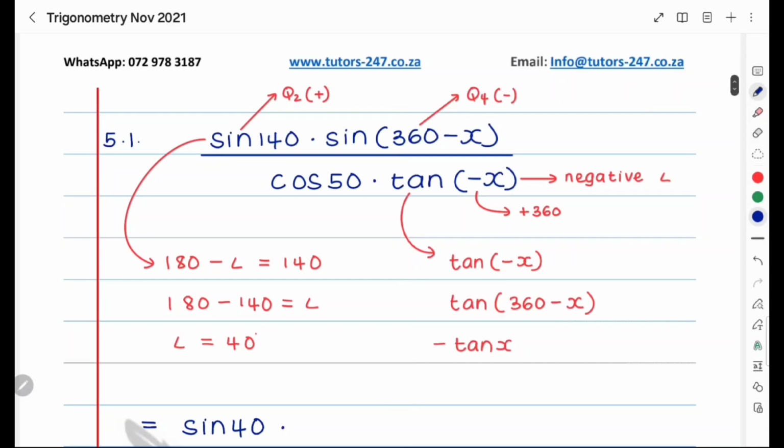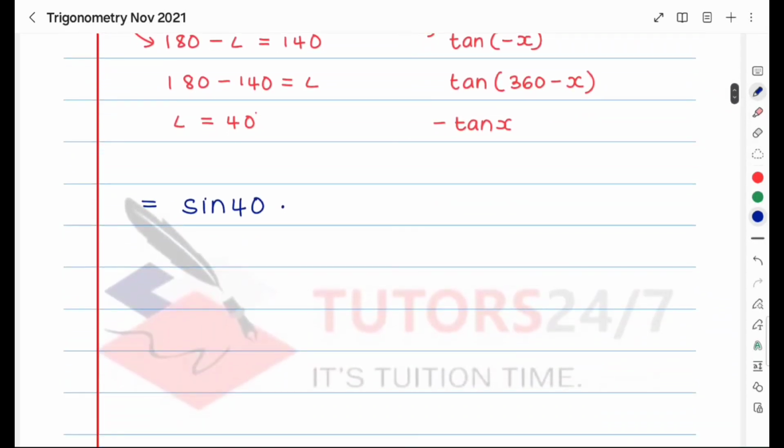Then the next ratio, sine of 360 minus x. 360 minus x is in the fourth quadrant. Sine is negative in the fourth quadrant. So we are going to write negative sine and then reduce it, write down only the angle. It is negative sine of x. Cos of 50 does not need to be reduced.